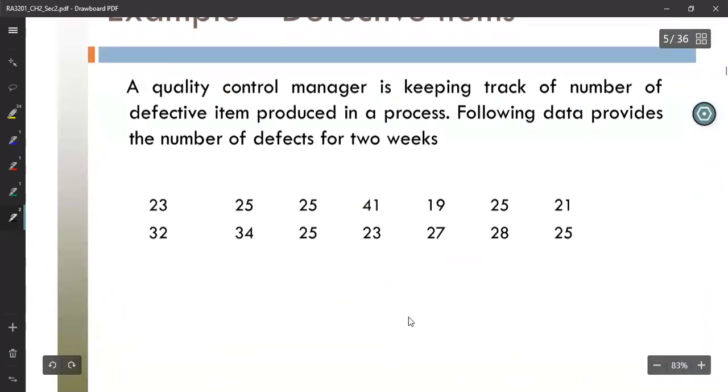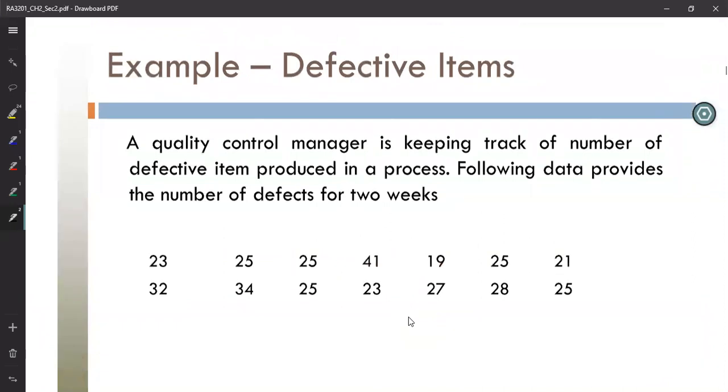So here's an example. The defective items data, we are going to reuse this data again and again. That is why I have the name defective items data. The quality control manager is keeping track of the number of defective items produced in a process. So I have the data set, the number of defects for 2 weeks. So you have 14 observations here, right? You can see there are 14 observations.